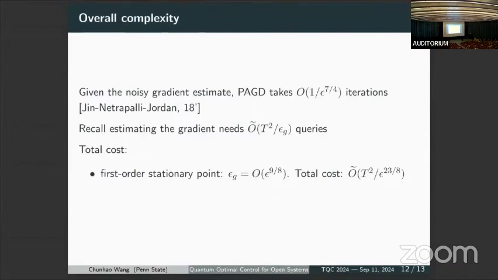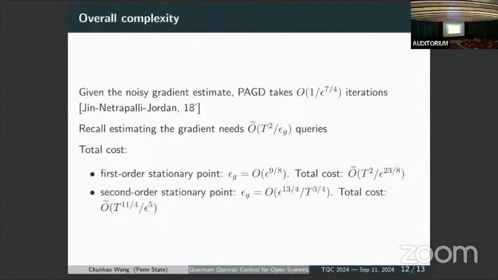If you are satisfied with the first order stationary point, then you can choose this quality of gradient estimation to be this. Then the total cost is just T squared over epsilon to the 23 over 8, slightly less than epsilon cubed. And if you need the second order stationary point, meaning that you also need the second order difference to be small, then you need much better precision for the gradient estimation. So this epsilon g is much better than in the first order case. It turns out that the total cost is slightly larger than the first order stationary case. So this is the result of this optimal control algorithm for open systems.